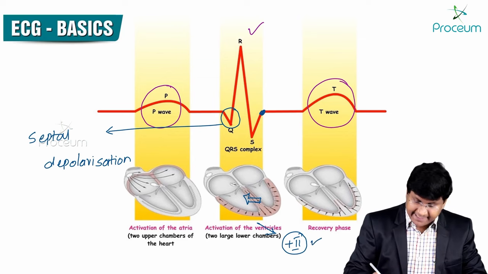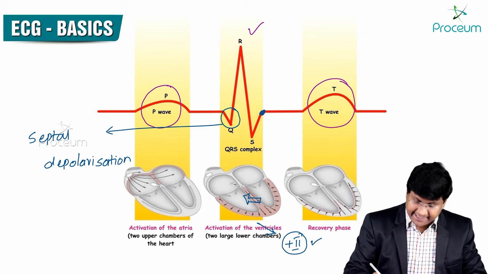Okay, so I'll repeat this again. The x-axis is duration, the y-axis is voltage. On the x-axis, one small box is 40 milliseconds, one large box is 200 milliseconds. And the y-axis is the voltage. One small box is 1 mm, one large box is 5 mm. And in terms of voltage, one large box is equal to 0.5 millivolts and two large boxes will be equal to 1 millivolt. Okay, so this is about the ECG paper.